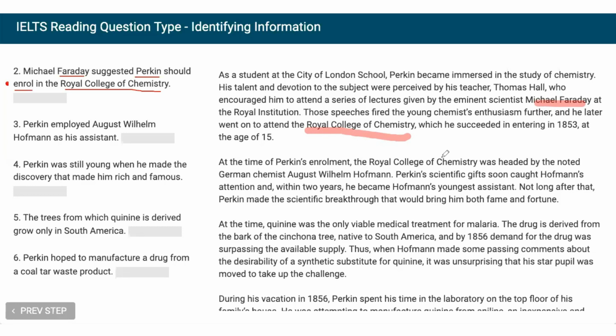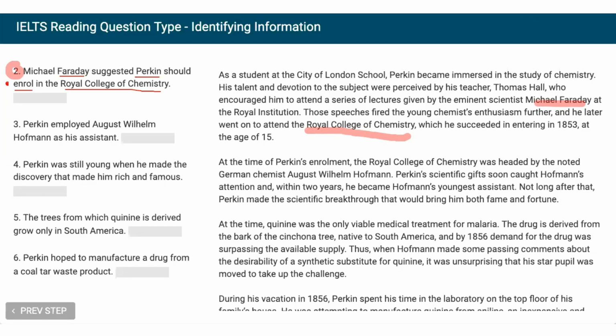However, keep in mind, it also doesn't contradict the information here. So this passage does not say, Michael Faraday did not tell Perkin to enroll in the Royal College of Chemistry. In fact, he suggested against it. No, that is not included in this passage. So it's definitely not true. It's also definitely not false, because nothing contradicts number 2. So therefore, number 2 would be not given. So I'll make a note that number 2 is not given because the information simply isn't included.